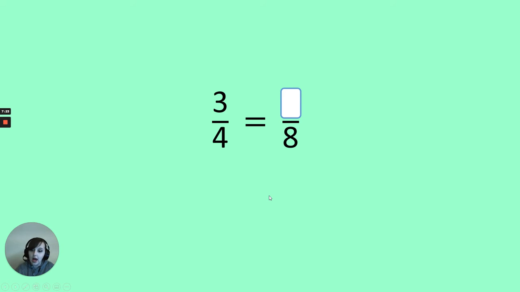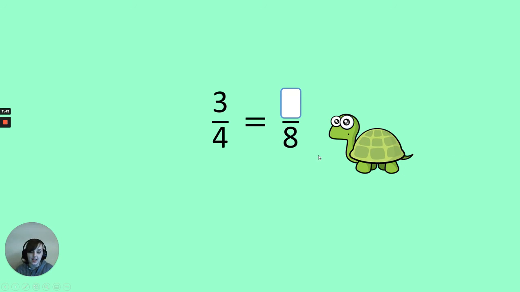So here I have a new fraction, 3/4, and I want to find how many 8ths there are. Let's have a look at what's happening on the bottom. How many 4s are there in 8? What am I going to do on the top? Pause and tell me what you think.